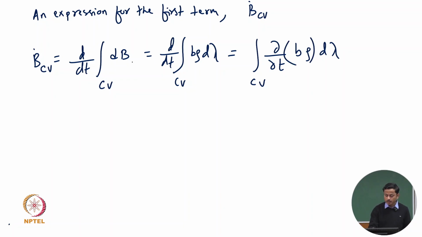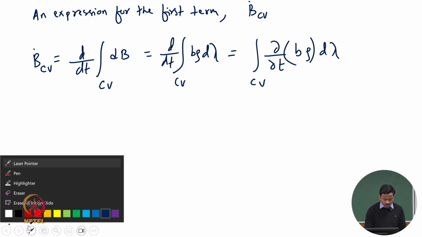so this is the integral. So dB is of course B rho d lambda, where d lambda is the infinitesimal volume, and we can take the time derivative inside the integral, assuming that the partial derivative of B rho with respect to time exists, and the function is continuous, and the CV is not deforming. Okay, the CV is stationary. That is, the limits of the integration are constant. In this case, we can take this inside.